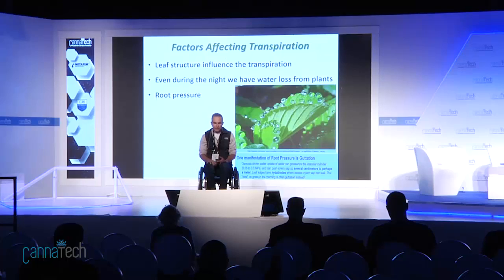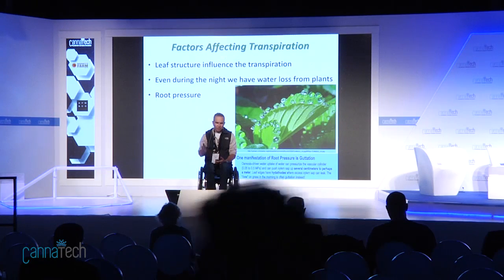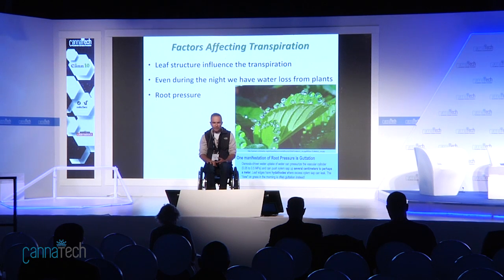During the night, we have water losses from the plant, and it depends on the crop, but in cannabis it's between 6 to 10% daily evaporation during the night. It means if we have, for example, 4 kilos per day, we have something like 400 grams of water losses during the night.